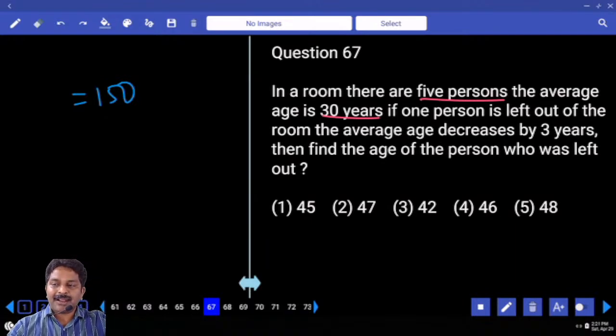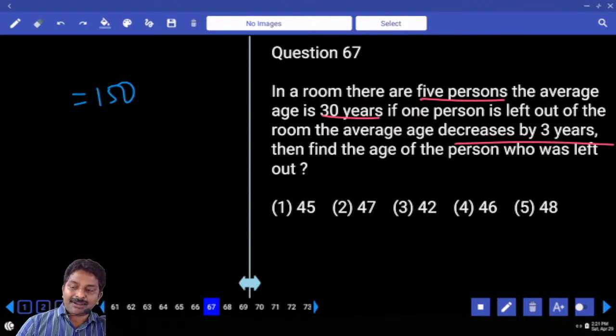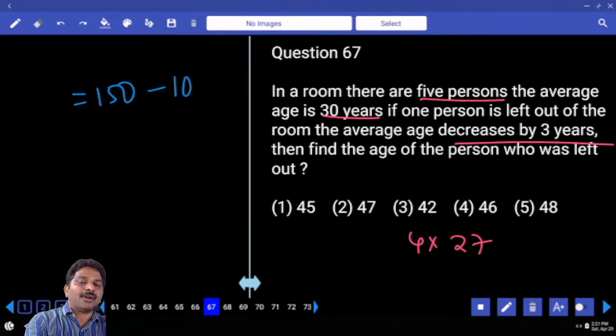One person left. How many are there? Remaining 4 people, and their average decreased by 3, right? Earlier it was 30, but now it becomes 27. For how many people? 4 people. Then the sum is equal to 4 times 27. Double 27 is 54, double 54 is 108. Answer: 42.